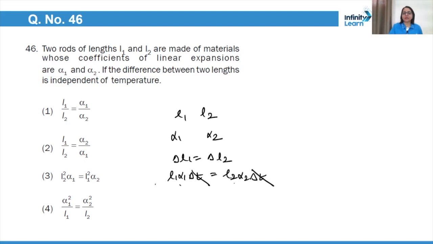So we have L1 alpha 1 is equal to L2 alpha 2, or you can write L1 upon L2 is equal to alpha 2 upon alpha 1, which is option 2.